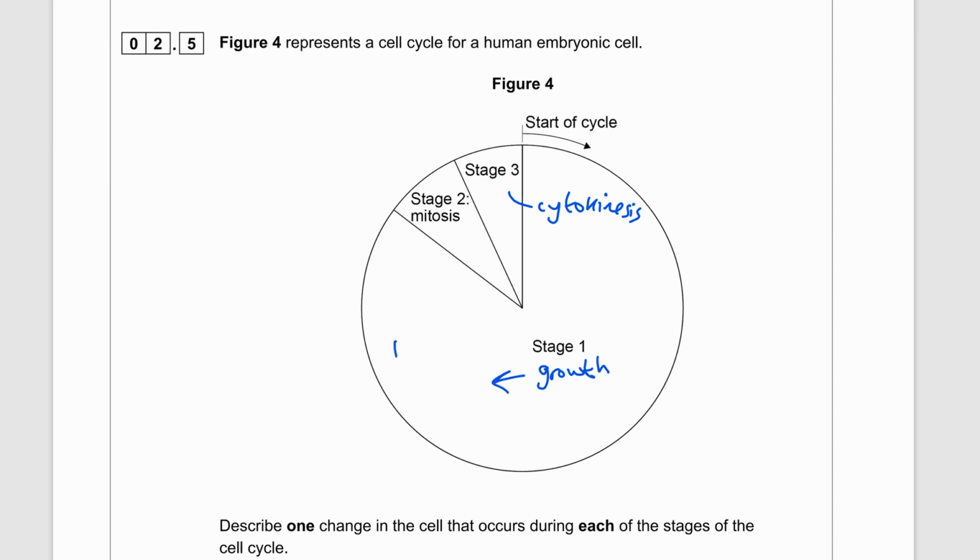But let's expand on what happens during these stages. So when we mean growth, 2 things really happen. The DNA replicates, and the structures that we find inside of the cell replicate. So there's an increase in the number of our organelles that we find inside of our cells. So for example, the number of ribosomes and the number of mitochondria will increase.